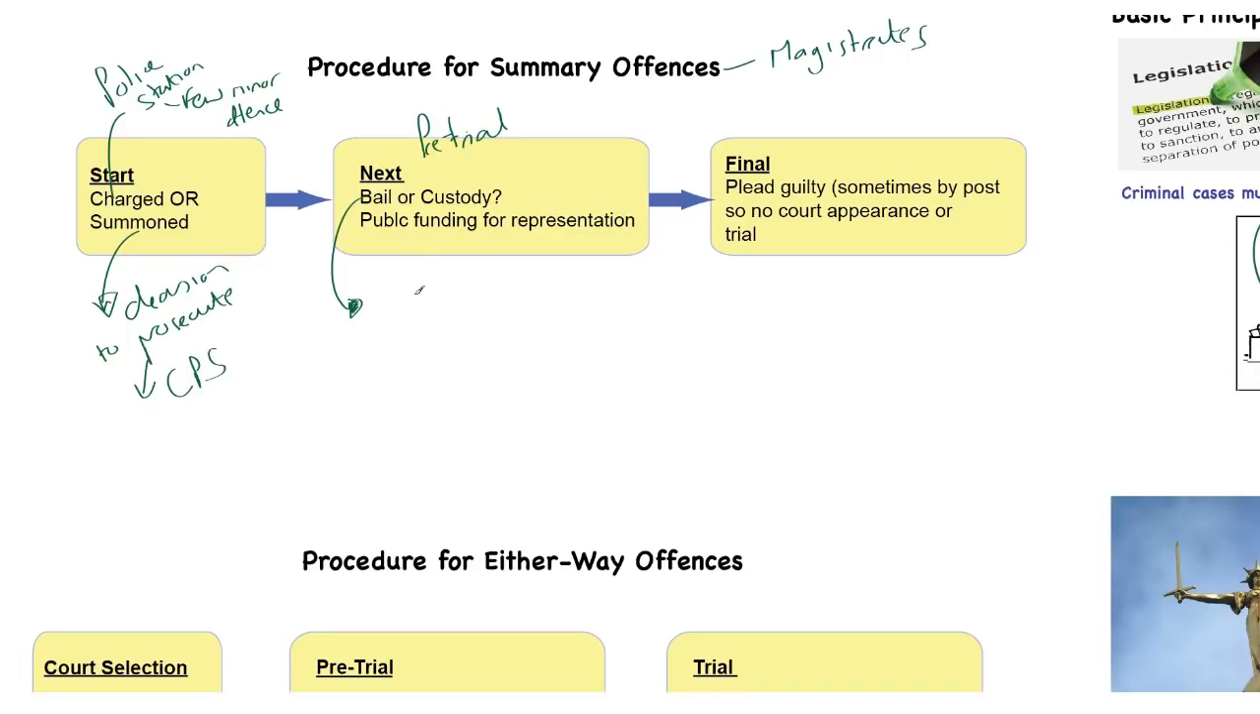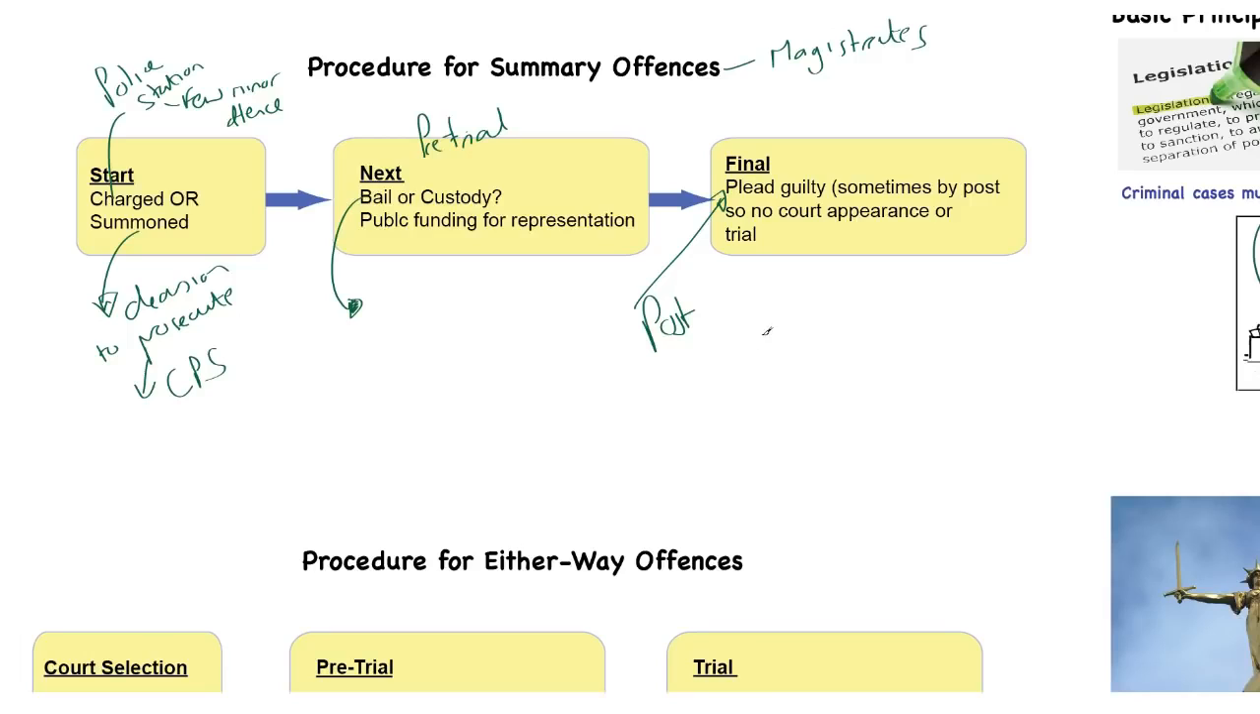Is the defendant going to pay for their own defence, or is the state going to have to pay for them? Because of the severity of criminal law, everybody gets the right to be represented. Even if they can't afford it themselves, then one is appointed, and by one I mean a defence solicitor will be appointed for them. And the final stage is whether or not they plead guilty. A great number of cases can be done by post. If they don't plead guilty, then they'll go to trial. If they do plead guilty, then there's no court appearance.